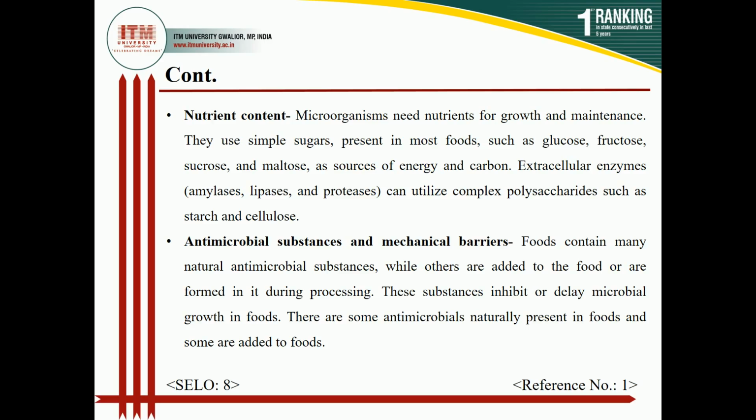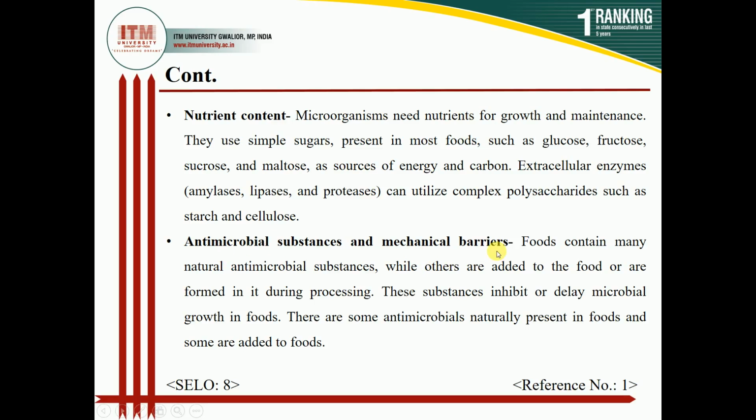So the milk contains sufficient nutrients, and almost all types of microorganisms can grow in the milk. But meat is rich in protein, lipid, minerals and vitamins, but not rich in carbohydrates. And foods that are taken from plants are generally rich in carbohydrates, but they are poor in protein, minerals and vitamins.